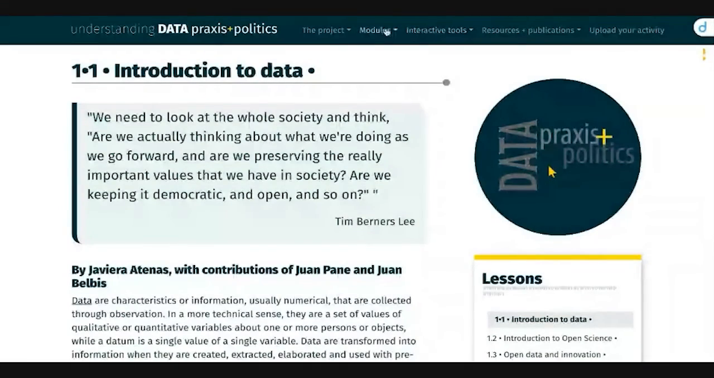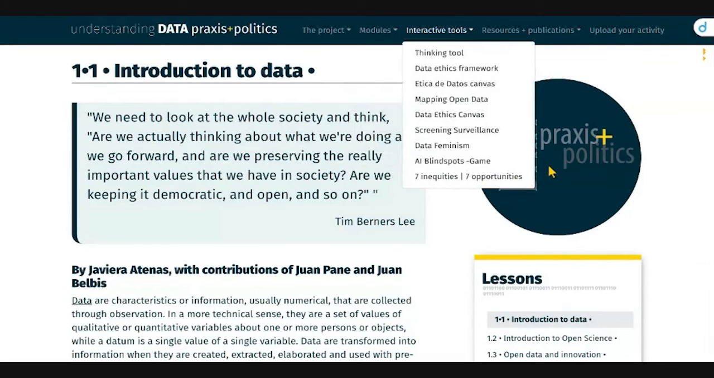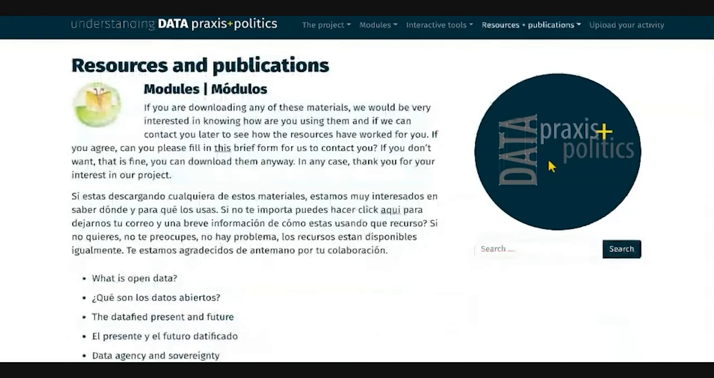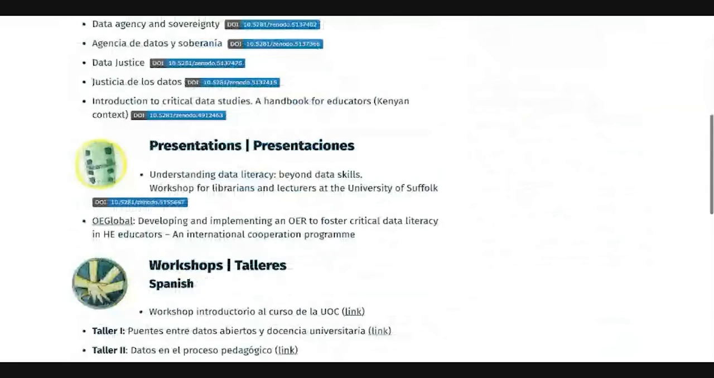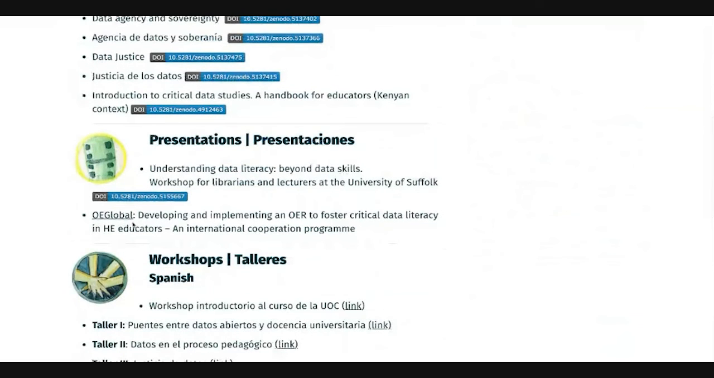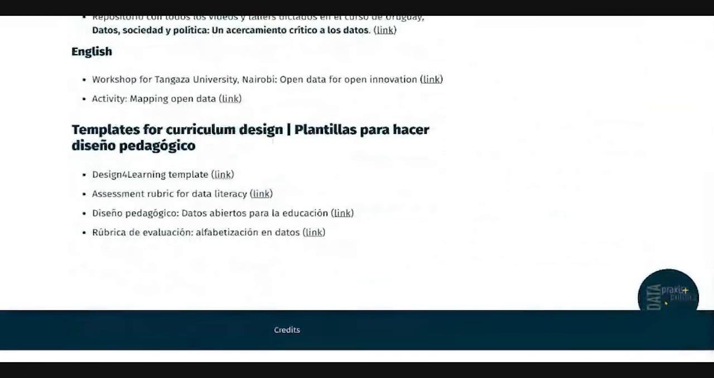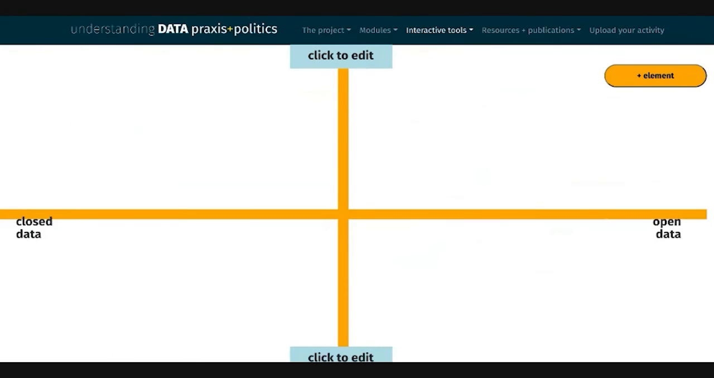And this is, as you can see, all the rest of the modules are here, and the Spanish modules are also here. The resources and publications are available here as well. So here what we have listed is the publications of the modules as PDFs, the presentation that someone can use if they want. We did a talk in Open Education Global Conference, there it is. There are the workshops in Spanish, some in English, and templates to do work if you want to at the pedagogical level.